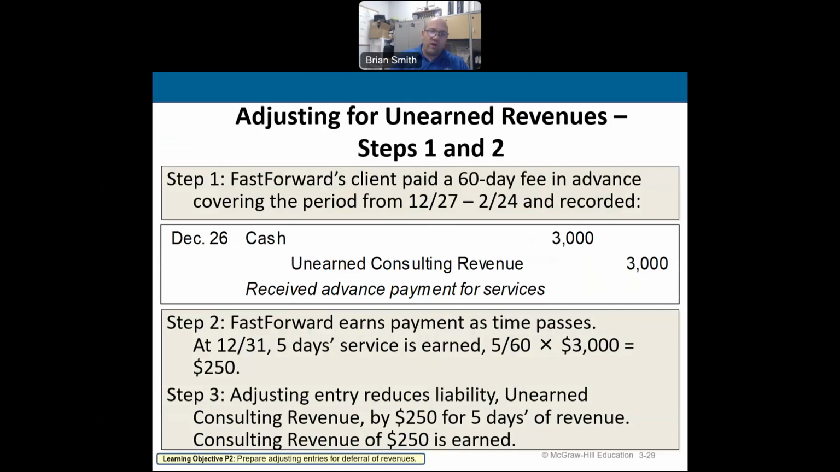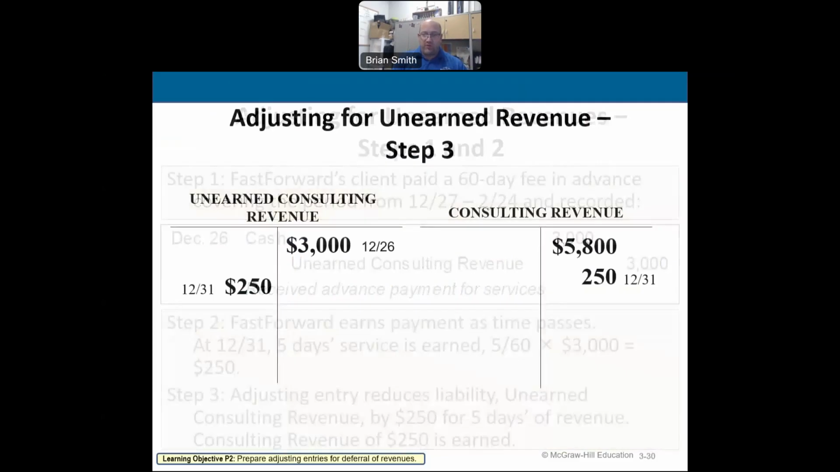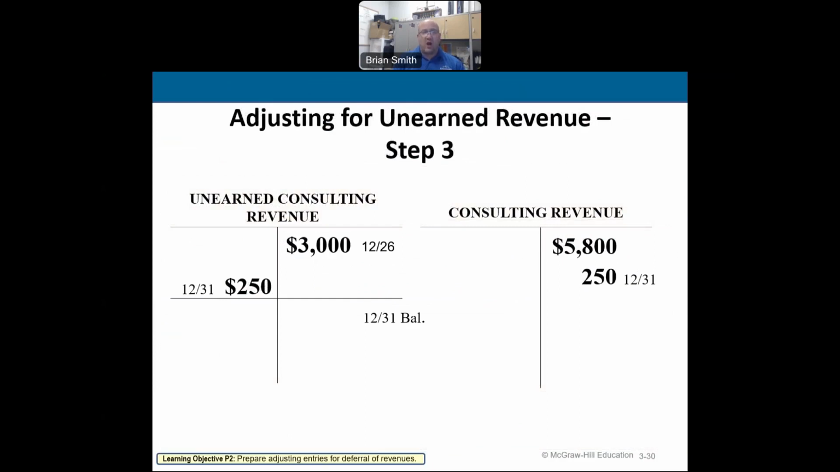Then as we earn it, we've done December 27, 28, 29, 30, 31. We've done 5 days of work that we've offered this consulting revenue for. So we take 3,000, divide it by the total number of days, which is 60, and then multiply it by 5, or take 5/60ths times 3,000. However it makes sense to you and however it works for you, you decide. Either way, you're going to get $250. So we know we need to adjust our liability account of unearned consulting revenue. We are going to debit that $250 and we're going to show a revenue of $250.